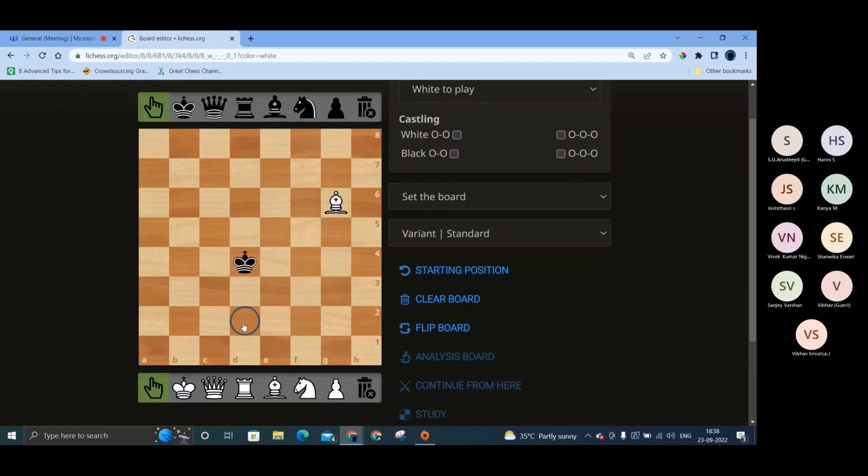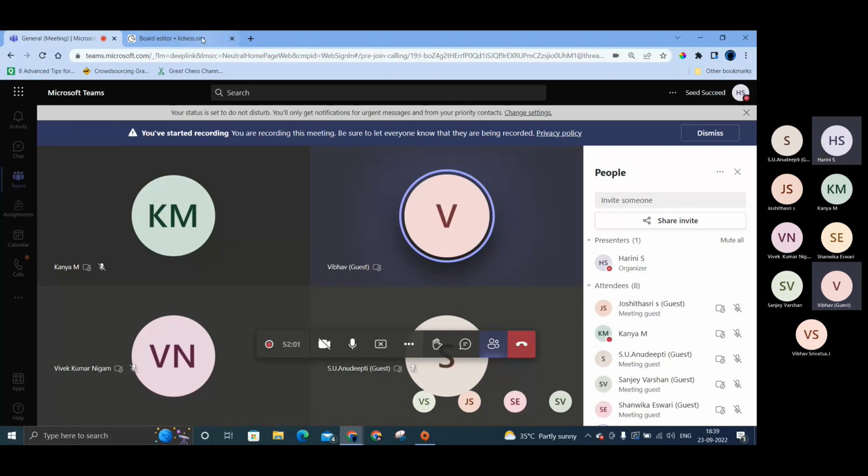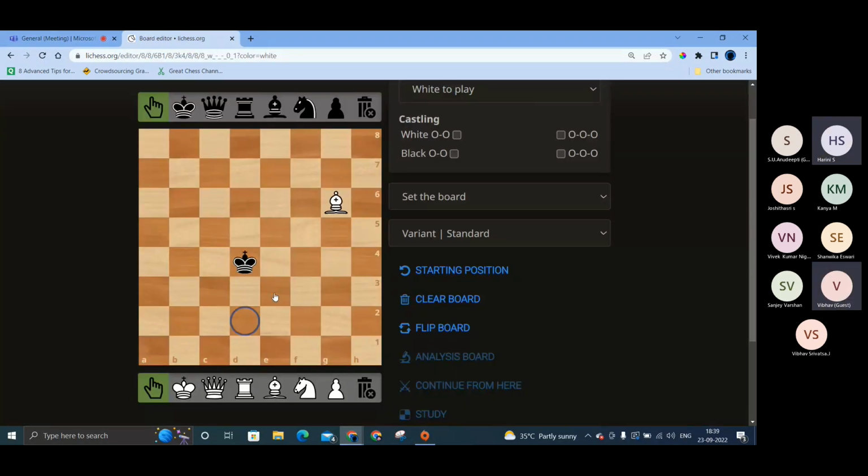So now what is the other way? The king moves one step in all directions. You can use that and reach here. How else can the king move? D3? It cannot move to D3, but it can move to e3.